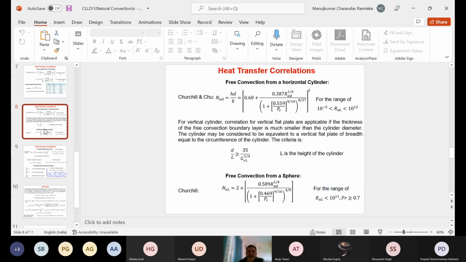And in this case, the ball we are looking at, so free convection from the sphere. This is the equation we can use. Do you all agree? Yes or no? This is the free convection from the sphere, isn't it?